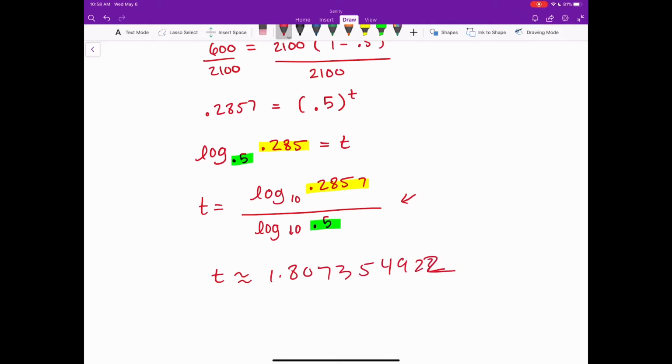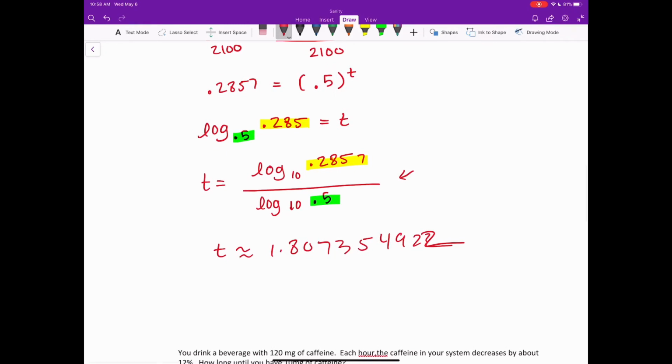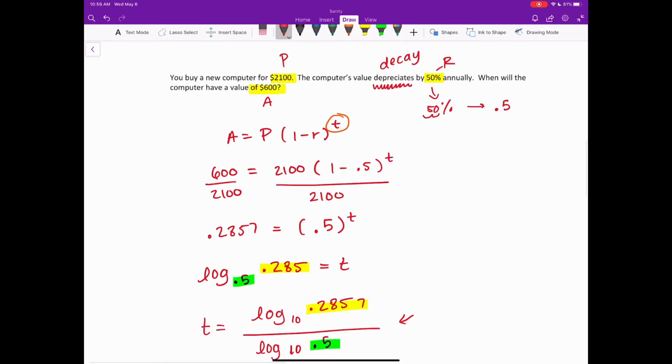1.807354922. Anyway, kind of rounding it off, let's just round it to 2 decimal places. That sound good? So it's about 1.8 years. So almost 2 years, and this computer is going to be worth less than $600.